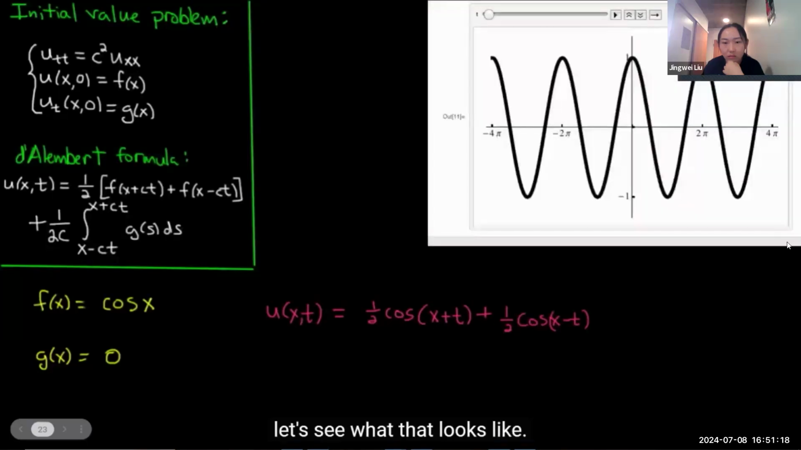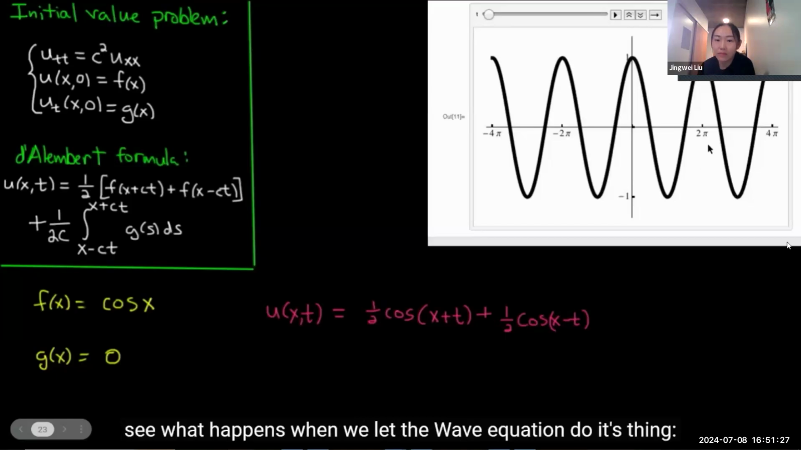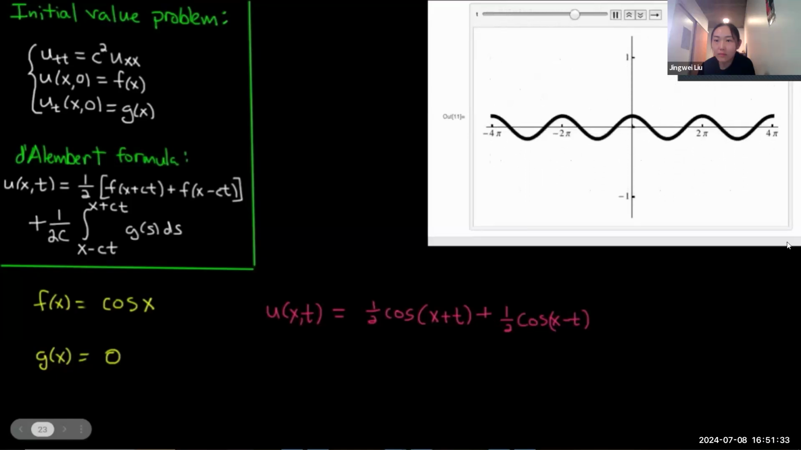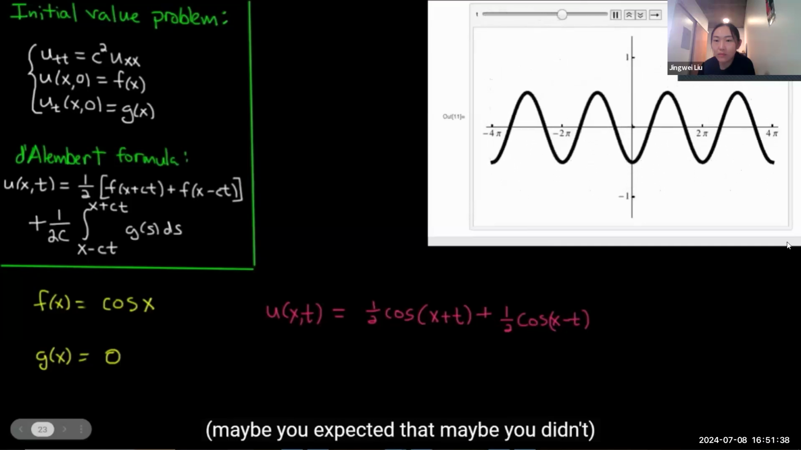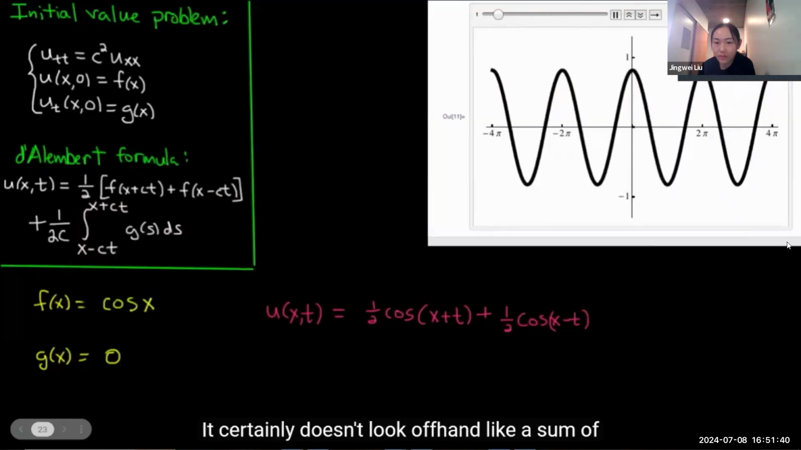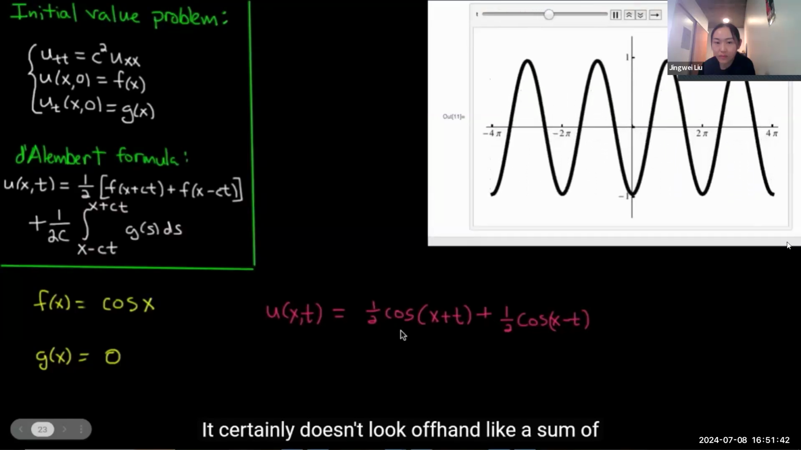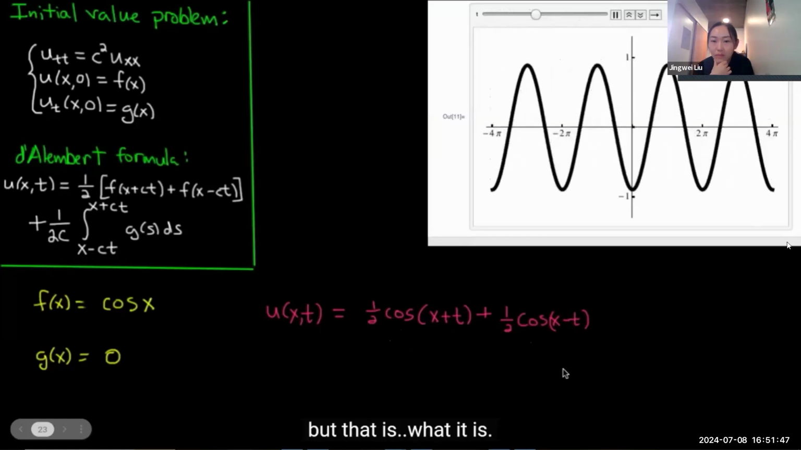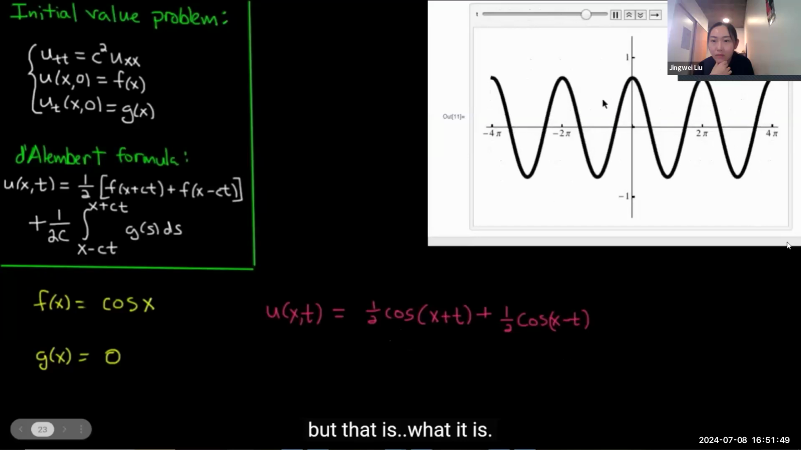Let's see what that looks like. So here's the animation. We see the initial profile of just cosine x, and let's see what happens when we let the wave equation do its thing. So it's a standing wave. Maybe you expected that, maybe you didn't. It certainly doesn't look offhand like a sum of a wave traveling to the left and a wave traveling to the right, but that is what it is.